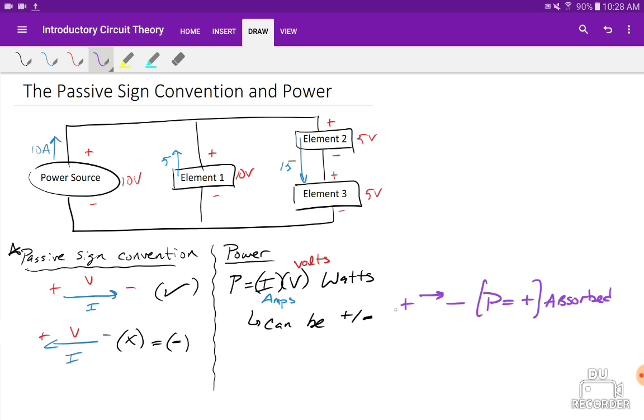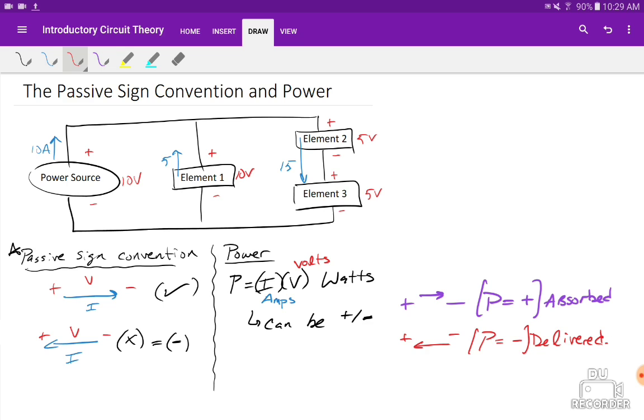So when current actually goes from plus to minus, power is positive, and we like to say that's absorbed. When current goes from minus to plus, I'll do it in red, remember, there's a violation in the passive sign convention, and therefore one of these must be negative. So we have to say power equals negative. Because you're going to have a positive voltage and a negative current, or maybe a positive current and a negative voltage, depending on what happens. Either way, you're going to get a negative number times a positive number. Your power is going to be negative, and we say that is considered delivered.